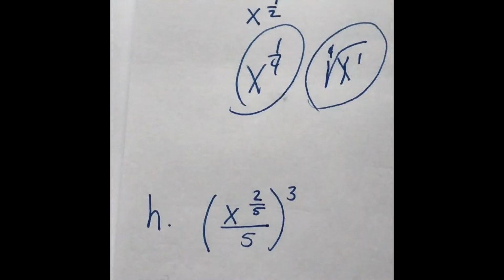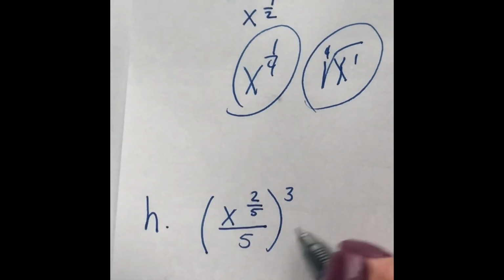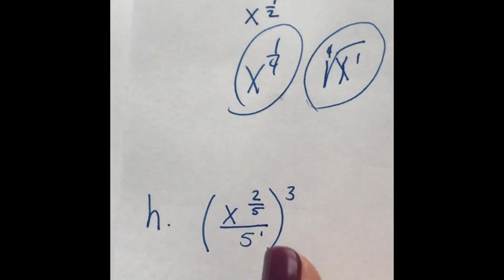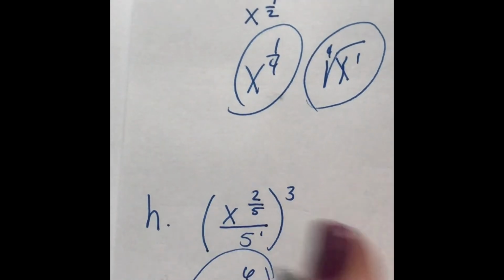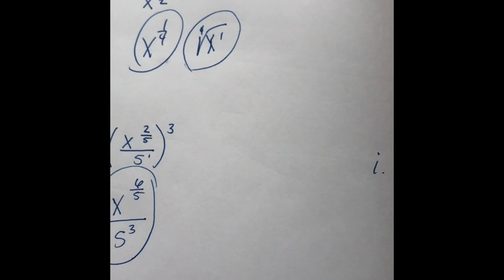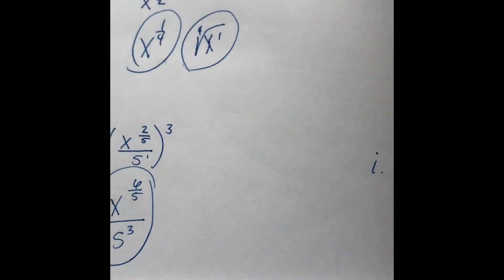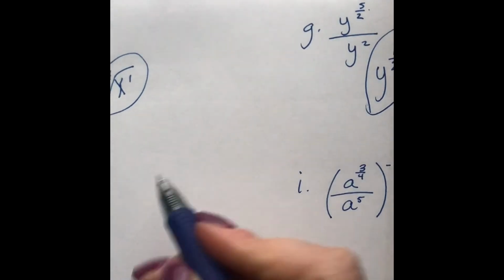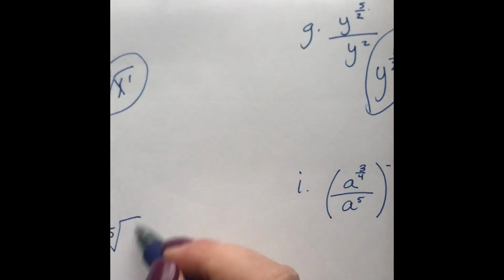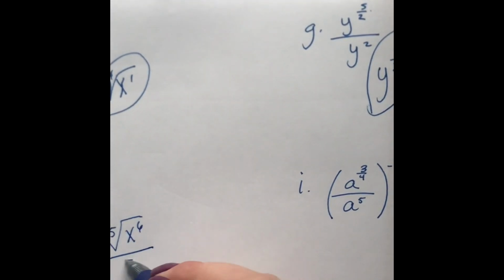And then again for H, we're going to want to distribute that 3 first to the top and to the bottom. So we're going to have x to the 6/5 over 5 to the 3rd. That's one of our answers. And then writing it in radical form, the 5th root of x to the 6 over 5 to the 3.